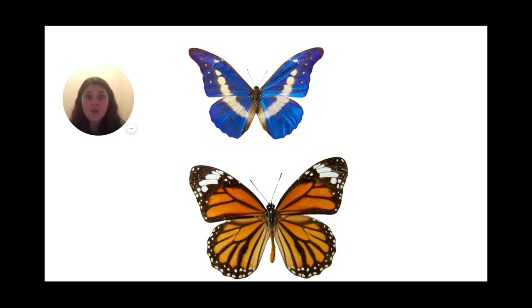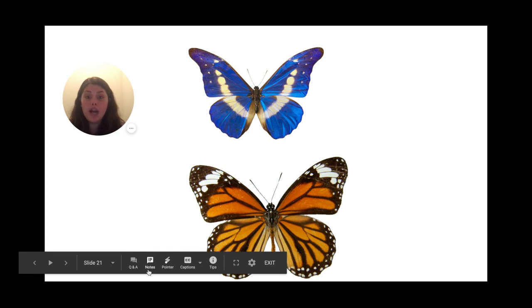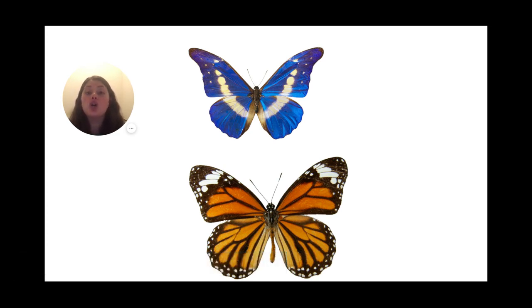All right, friends, now we see here 2 beautiful butterflies. We see a blue butterfly on top and what is called a monarch butterfly on the bottom. And we want to see which butterfly has a longer wingspan. So which butterfly's wings are the longest? So which one has the longest, the most length?